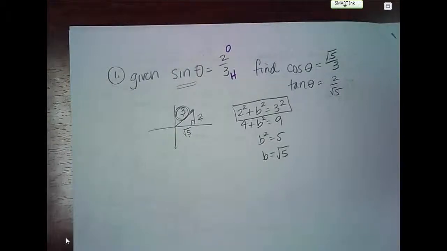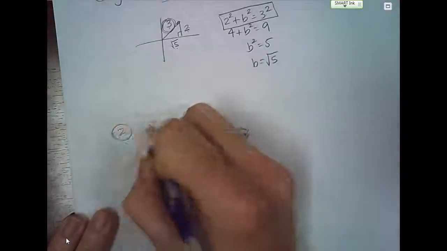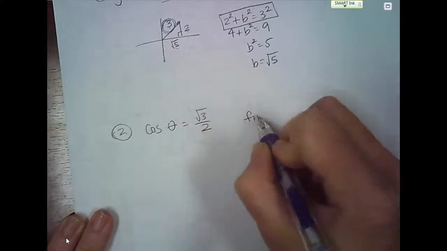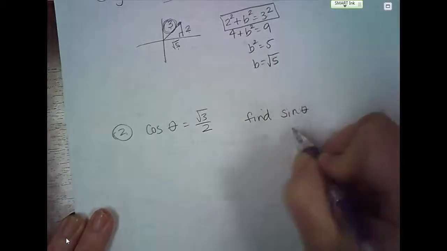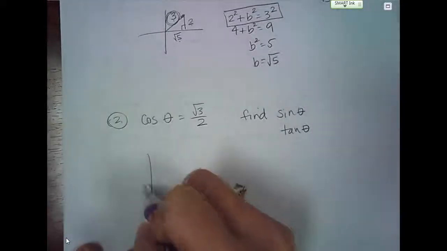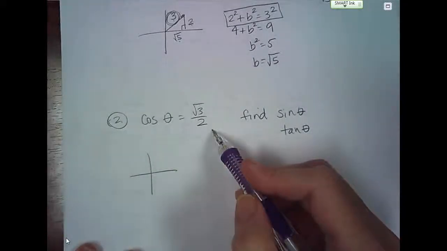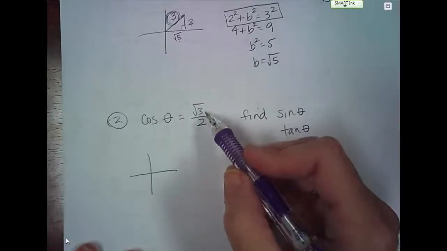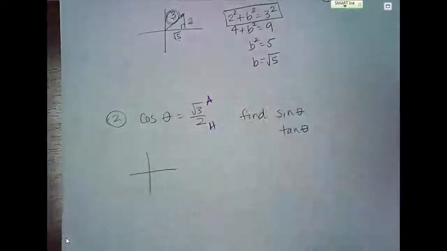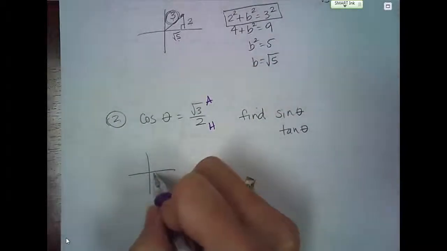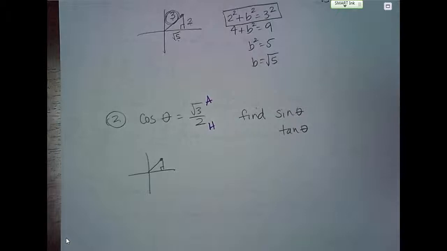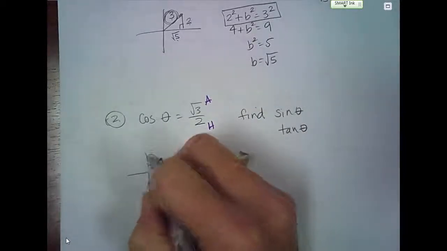Okay, we'll do one last one like that, number 2. If I gave you cosine of theta, it's root 3 over 2, and I want you to find sine of theta and tangent of theta. We're going to draw a picture. Everything's positive. Okay, so we're going to be in quadrant 1 again. Cosine is different. Cosine is adjacent. So the adjacent is positive and the hypotenuse is positive. So we're going to go this way. Out and back down. Remember? Adjacent's root 3. The hypotenuse is 2.